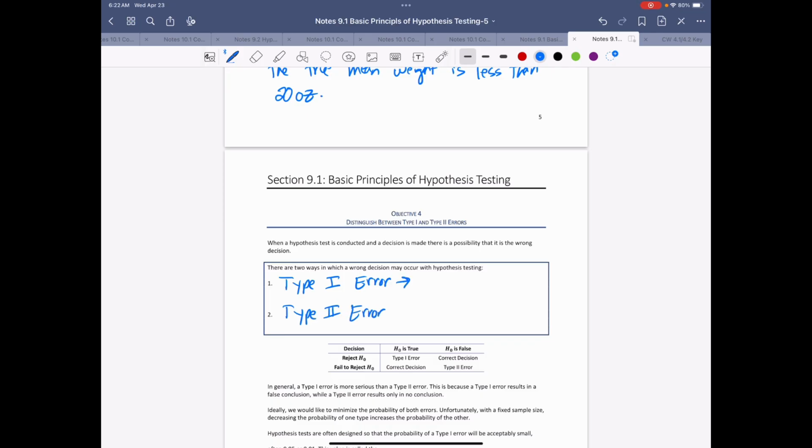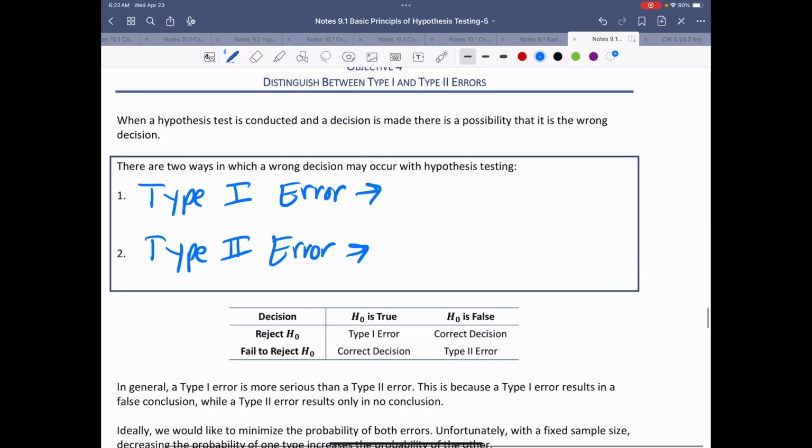All right, and I want to look at this table. This table is going to help you with all of these problems. So here's the fact. Either H0 is true or it's false. If H0 is true, let's look in the H0 is true column. I want to fail to reject H0. This is a correct decision. If H0 is false, I want to reject it. That is a correct decision.